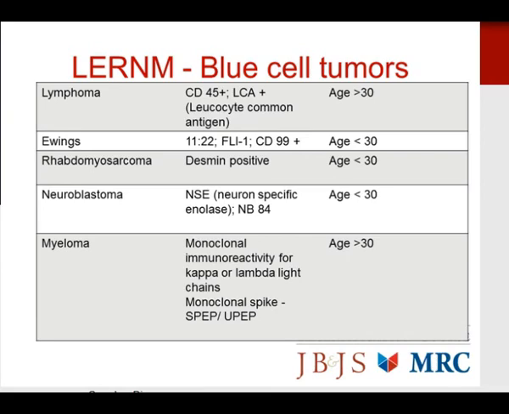So you need to look at whether the lesion occurs in a bone or soft tissue, whether the lesion is in a patient under or over 30, and then there are some specific findings that can help you narrow down what a blue cell tumor is. So if you look at the histology and you see a small round blue cell tumor, hopefully you can learn them.